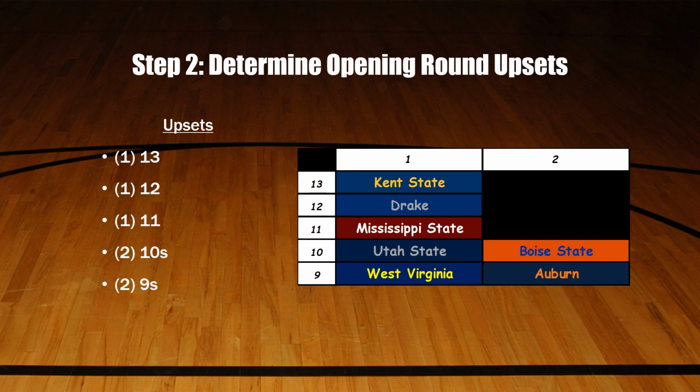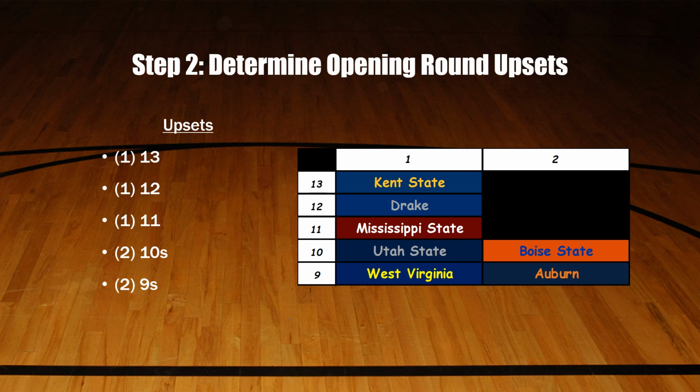For my 11 seed upset, I'll have Mississippi State, as their differential was the closest in terms of all the 6 versus 11 seed matchups, and they will be knocking off Iowa State. We also had Mississippi State winning their play-in game based on having a better net rating than Pittsburgh.